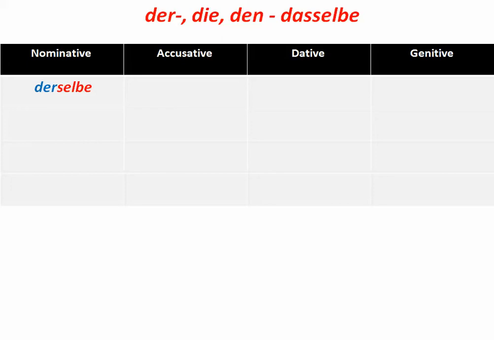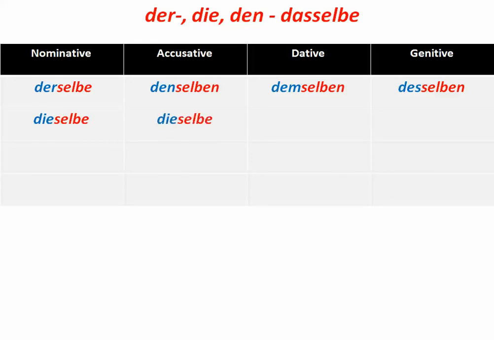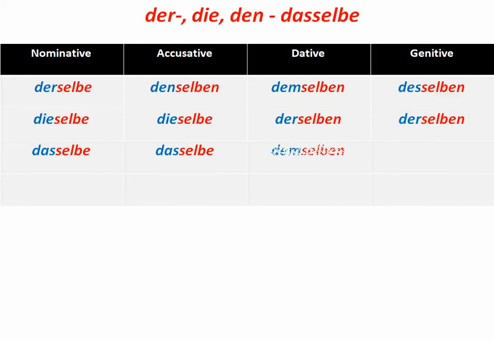So we're going to use the derselbe, meaning a masculine noun. And you'll see how it changes as we go across here. So derselbe is nominative, denselben is accusative, demselben is dative, and desselben is genitive. If it was a feminine noun, if it was nominative case, it'd be dieselbe. It would remain that in the accusative, but in the dative it would change to derselben, and then derselben also for the genitive. A neuter noun is dasselbe, dasselbe in the accusative, but for the dative it's going to change to demselben and then desselben.